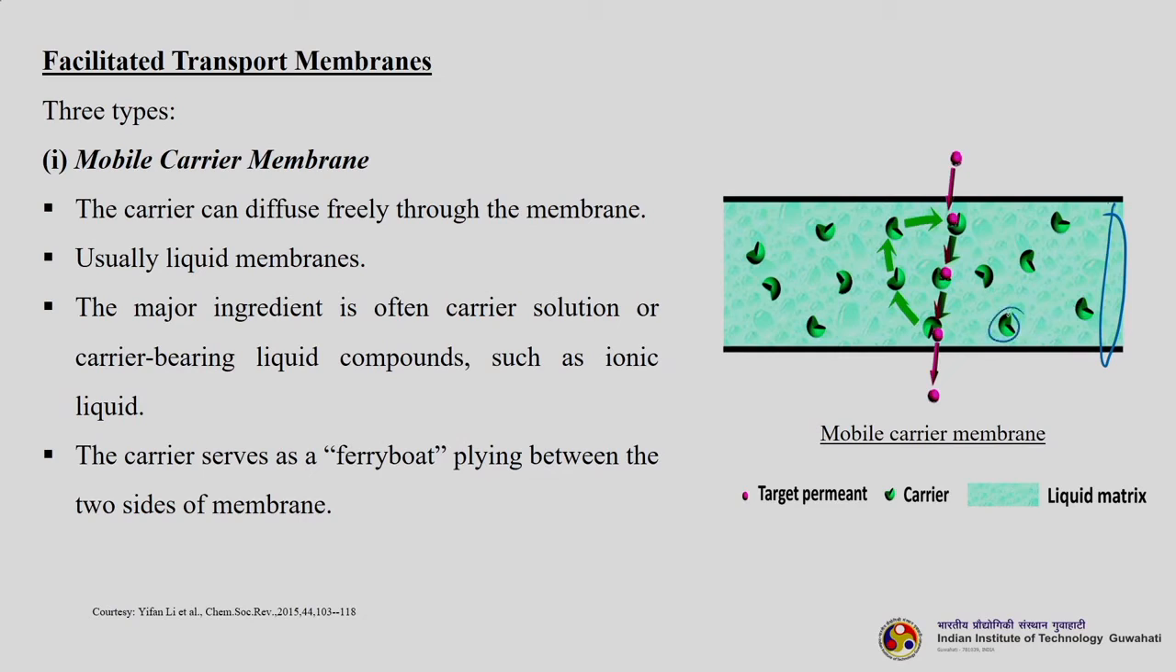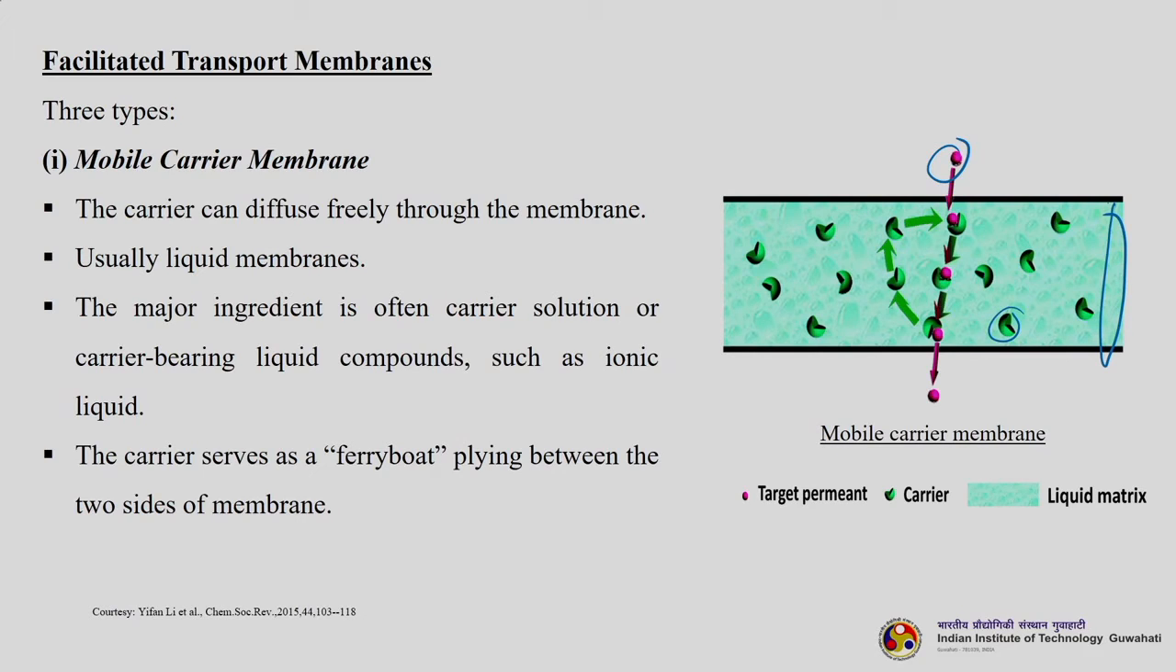This is your carrier and this is your target permeate, or you can say the solute, right. Usually this type of membranes are liquid membranes. The major ingredient is often a carrier solution or carrier-bearing liquid compounds such as ionic liquids. Ionic liquids are a class of green solvents which are very famous for their excellent properties, or you can say fine and tunable properties. We can prepare a particular ionic liquid to suit a target or a particular application.